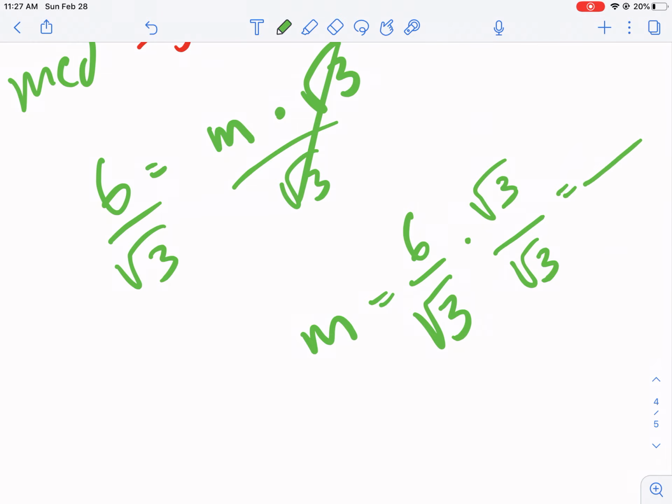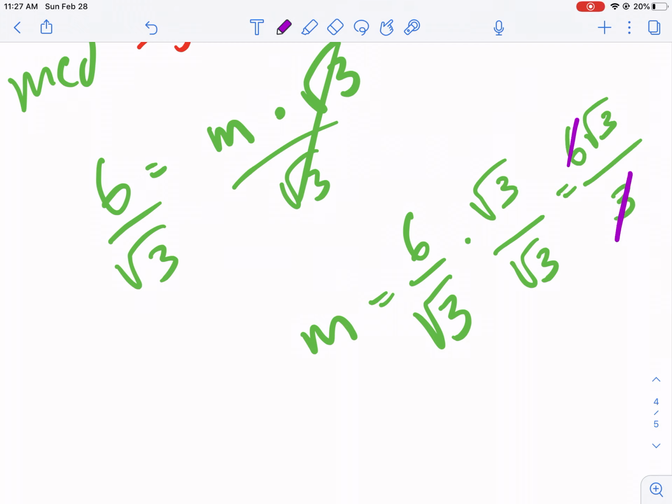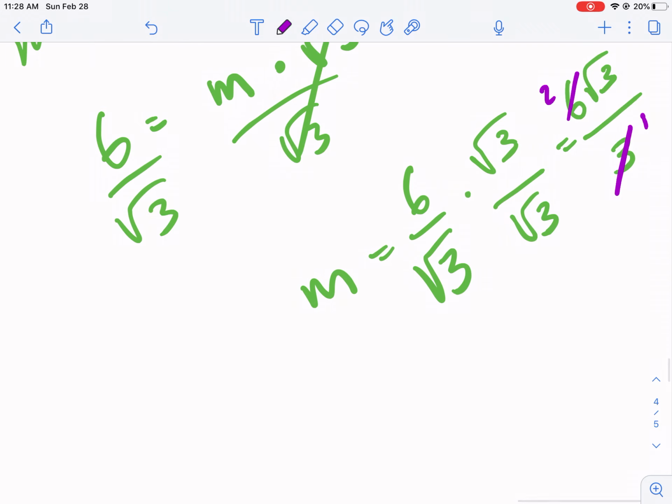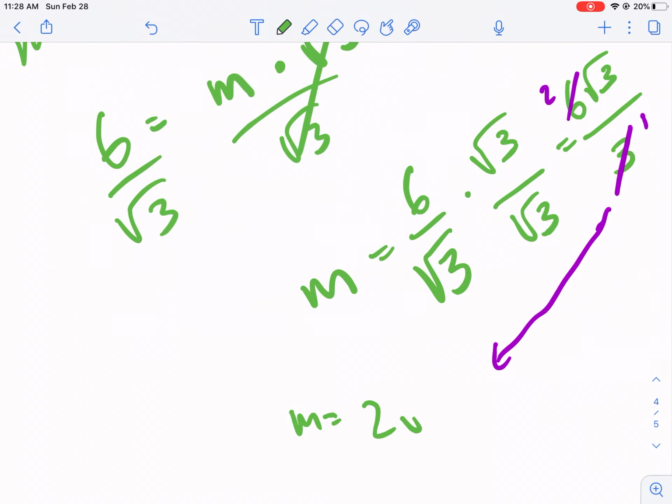First, I start with my denominator. Square root of 3 times square root of 3 equals 3. That's why I did that. Now I have 6 times radical 3. You're always going to be able to reduce, or most of the time you should be able to. I know 6 goes into 3 2 times, 3 goes into 3 1 time, so I have 2 radical 3 over 1. That is equal to m equals 2 radical 3.